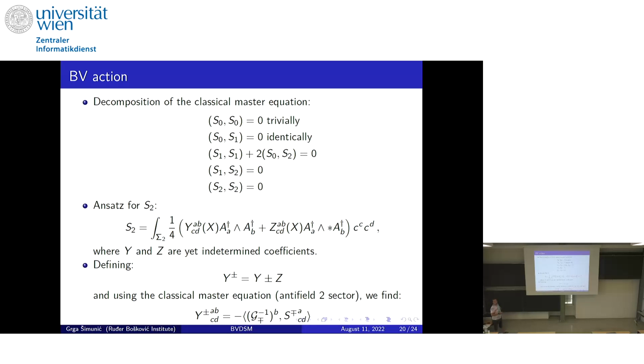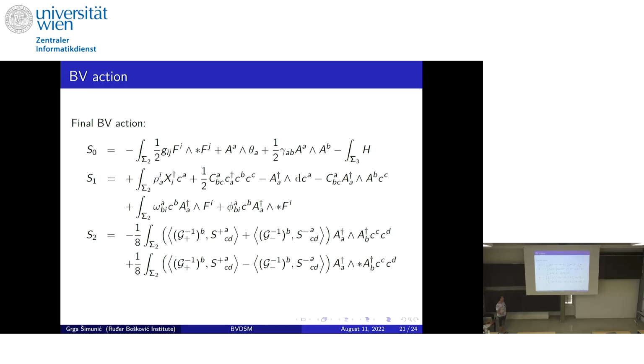And the final BV action takes this kind of form. I know it's long. I don't expect you to read through it all. So it's just the classical action, the gauge transformations, and the last part with all the coefficients here being written in terms of the basic curvatures, which is what I said before, why basic curvatures are important. As it turns out, of the geometrical structures that we have in the theory, the basic curvature is what determines how the classical BV action will look like.